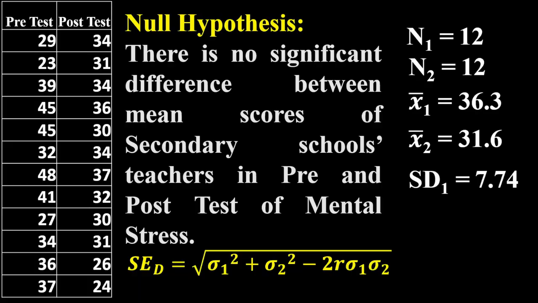SD1 is 7.74, the standard deviation of the first group. SD2 is 3.82, the standard deviation of the scores of the second group. Both the standard deviations are found by using the normal formula. And r is equal to 0.27. Here the correlation coefficient r is found by Karl Pearson's method. Now see how SED is found.